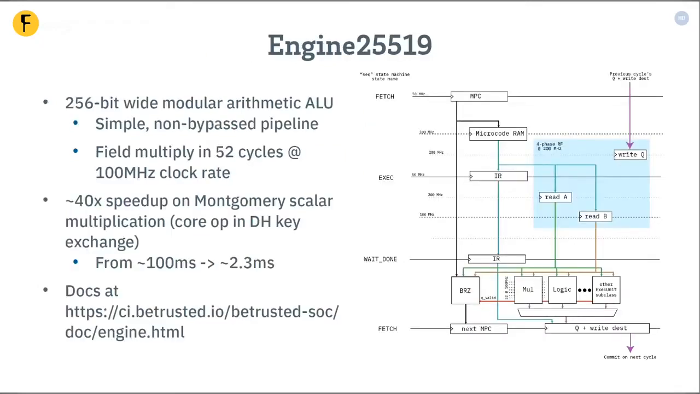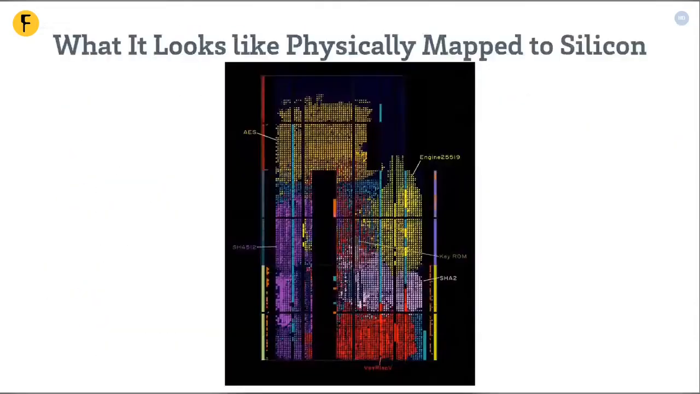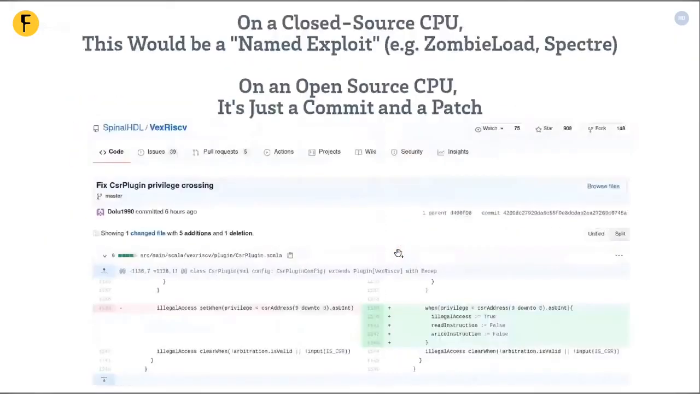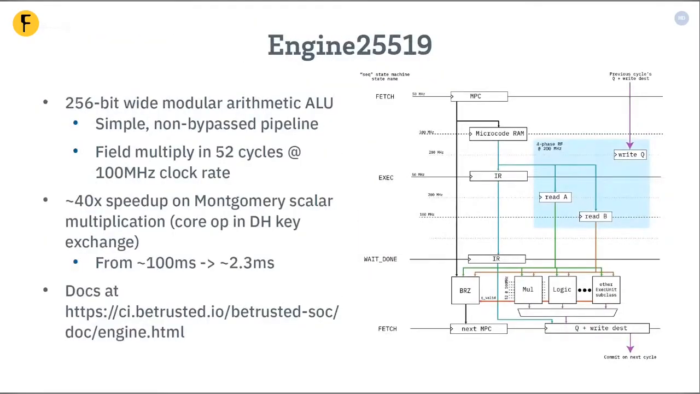A little bit more about the Curve 25519 engine. This is a thing that actually also came out of the project. It's a full 256-bit wide modular arithmetic ALU that's built into the system. So in addition to that VEX core, which I showed on the slide, you can see here, the VEX is sort of like this red area here. The Curve 25519 is huge, right? It's as big or bigger than the CPU because it's 256 bits.